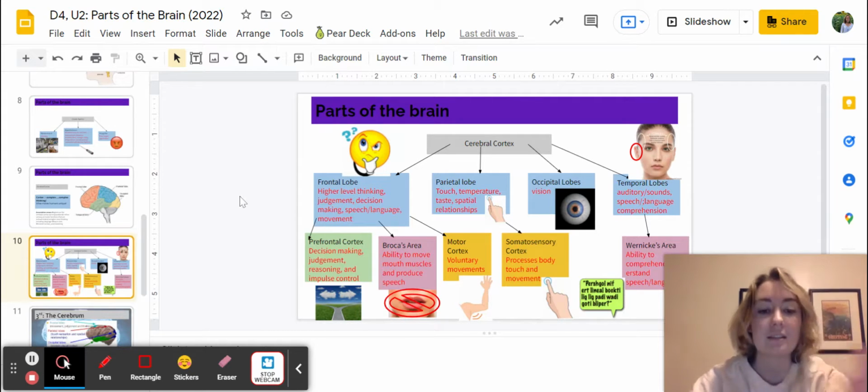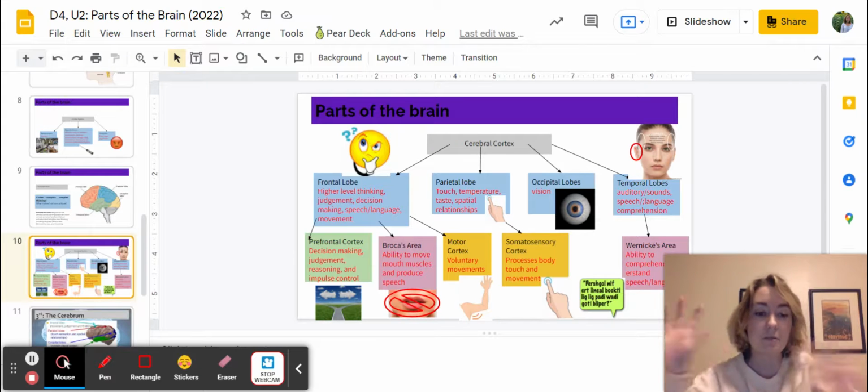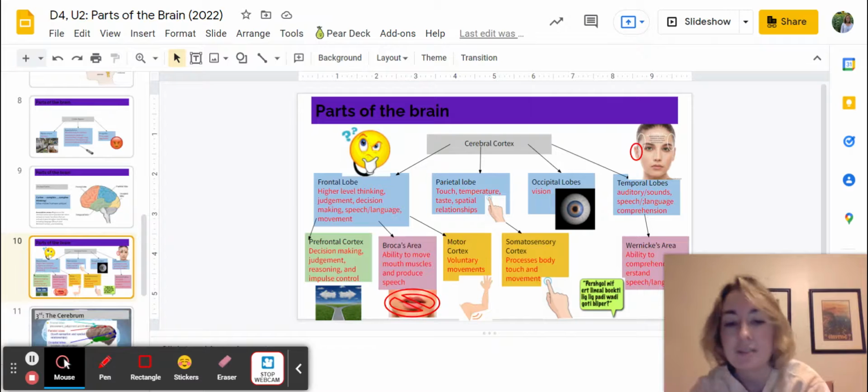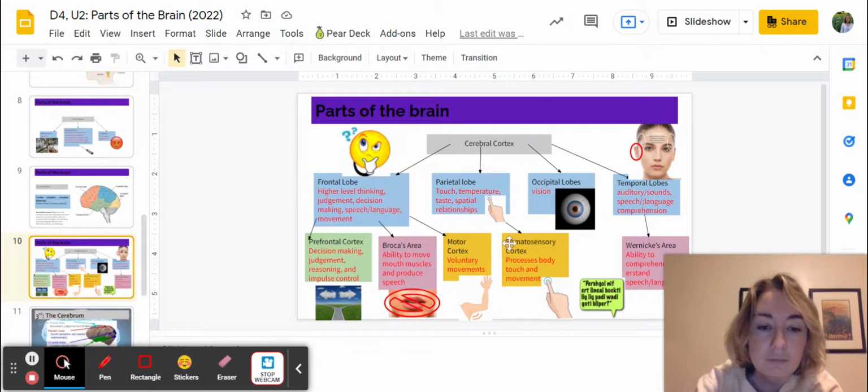movement. And again, we see touch and also that bodily spatial awareness of where we are in time and place and all that. So the somatosensory cortex: touch and movement.